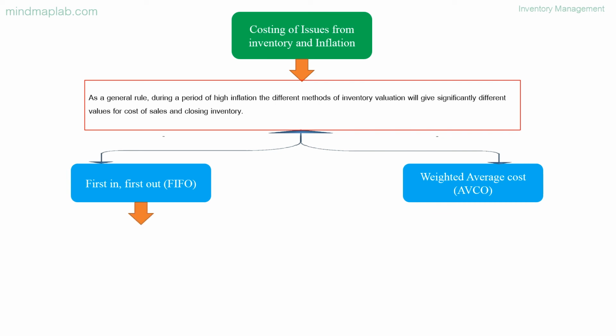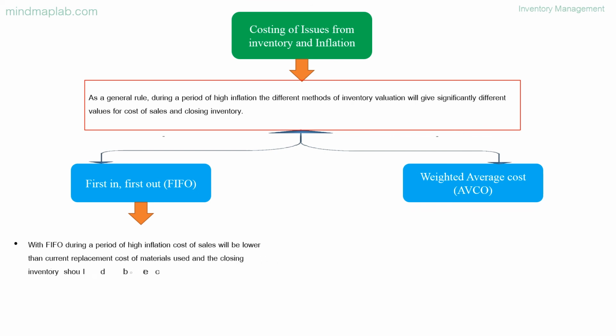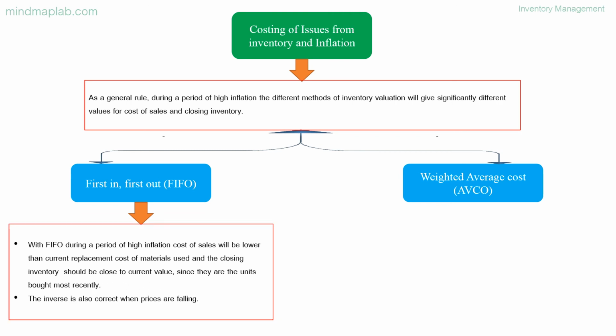First in, first out. With first in, first out, during a period of high inflation, cost of sales will be lower than current replacement cost of materials used, and the closing inventory should be close to current value, since they are the units bought most recently. The inverse is also correct when prices are falling. Weighted average cost. With weighted average cost, during a period of high inflation, the cost of sales will be higher and value of closing inventory lower than first in, first out valuation.